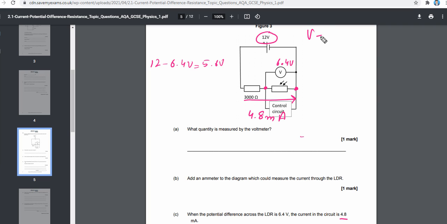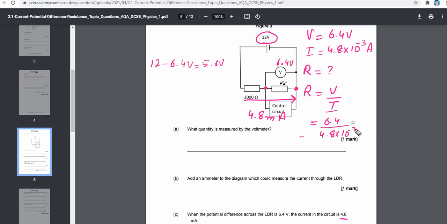So the voltage across the LDR is 6.4 volts. The current passing through the LDR is 4.8 milliamperes, and we can convert that into amperes by writing it as 4.8 times 10 to the power of negative 3 amperes. We'll find the resistance using Ohm's law. So R is equal to V over I. V is 6.4, I is 4.8 times 10 to the power of negative 3. We'll solve it using the calculator.